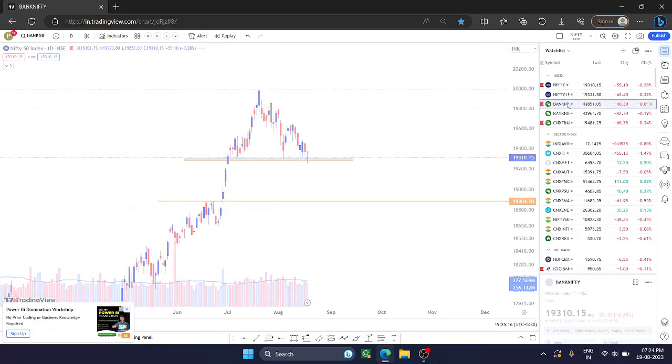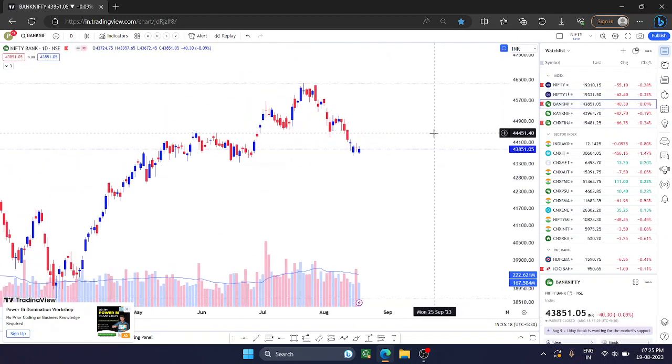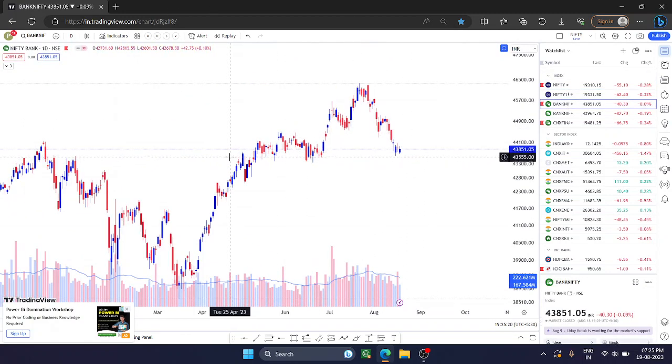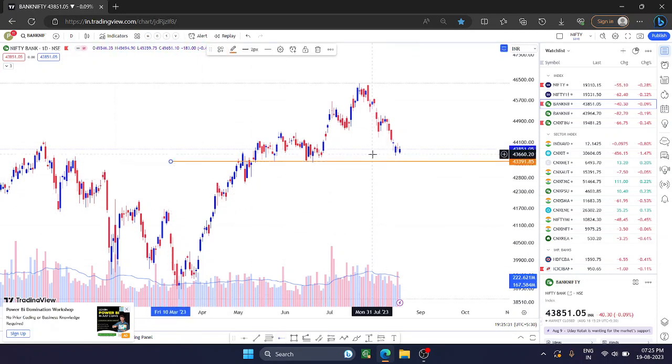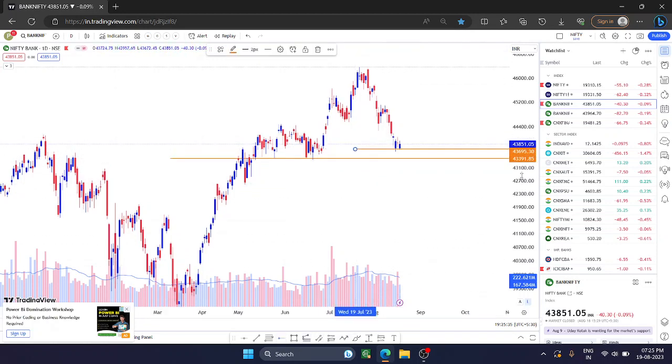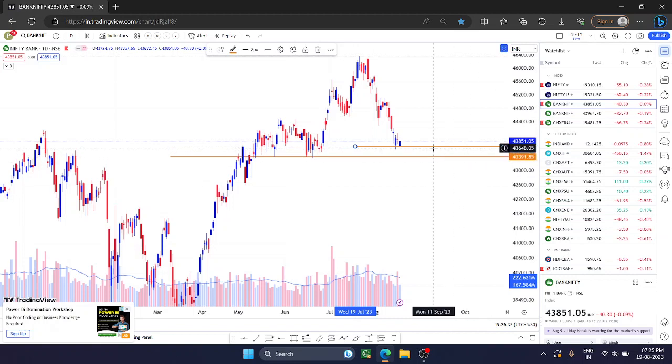On the daily basis, let's also analyze Bank Nifty. Bank Nifty is trading at a support area multiple times. 43,426 is a zone where the market has taken support multiple times, but for now 43,695 is the zone. If it breaks that level, then 43,391 will be our next support area.